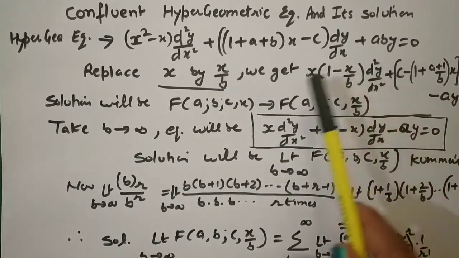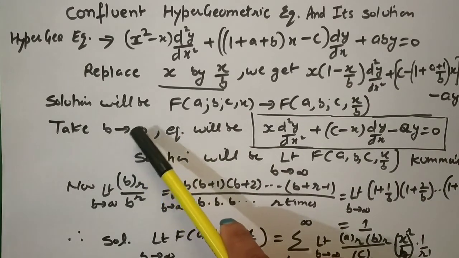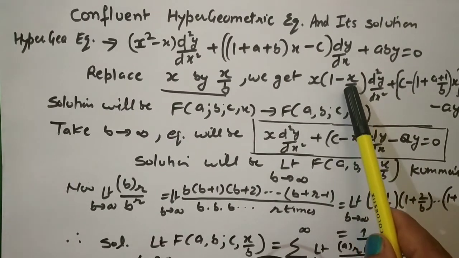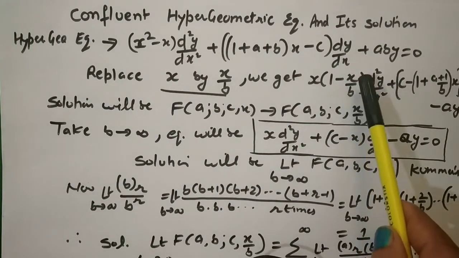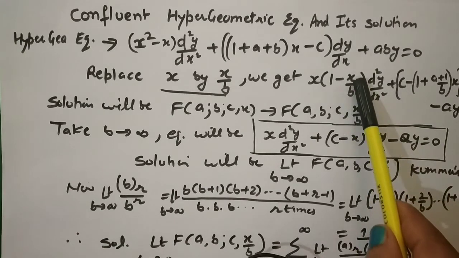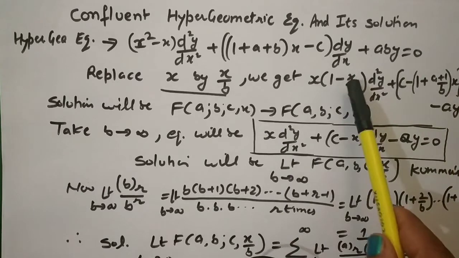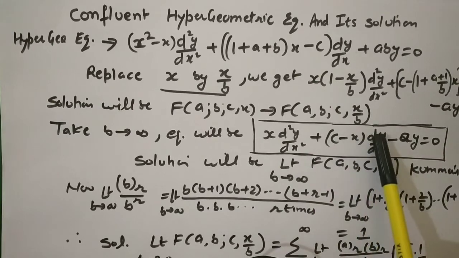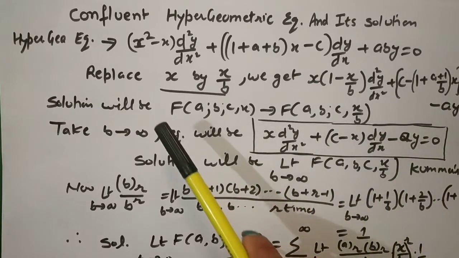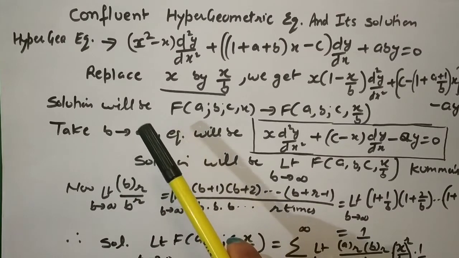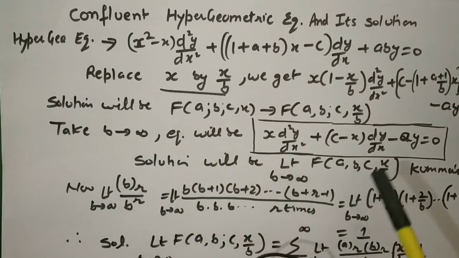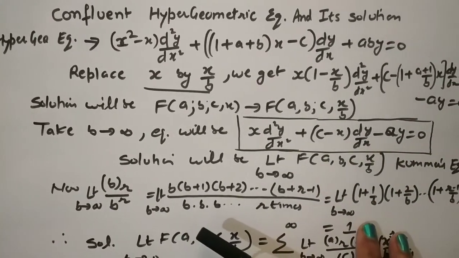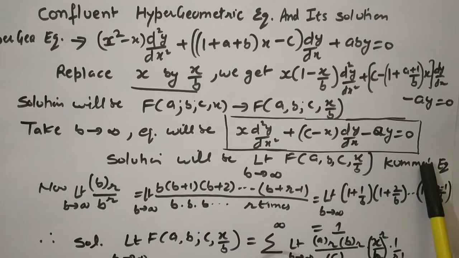Now in the new equation, you have to take b approaches infinity. When b approaches infinity, the term in which b is in the denominator will become 0, because something upon infinity is 0. So this term will become 0, this term will become 0, and whatever is left is x d²y/dx² plus (c minus x) dy/dx minus ay. So you just take b approaches infinity, and the terms where b is in the denominator become 0. This is the new equation, which is known as Kummer's equation.